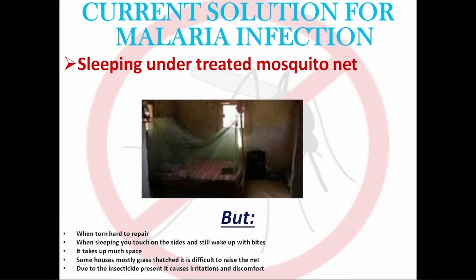Another challenge with mosquito nets is that some houses, mostly the grass-thatched houses in the villages, as you know very well, Uganda is an upcoming country, like a second world country. We have very many grass-thatched homes, and their construction is not as tall as you may think. They are somehow short. So it becomes a big challenge for you to raise a mosquito net in such a house. It is always a challenge.